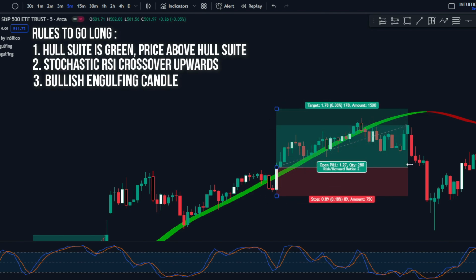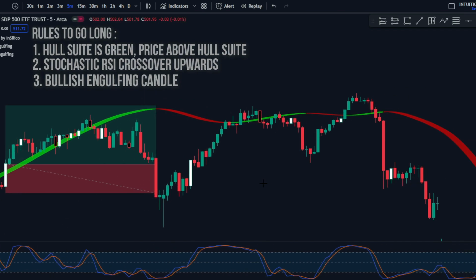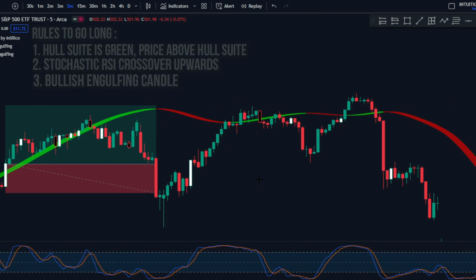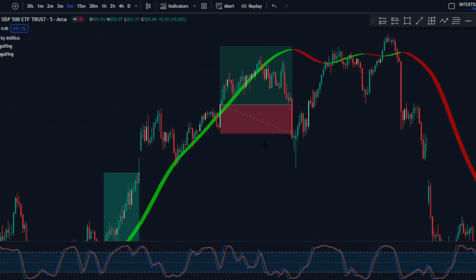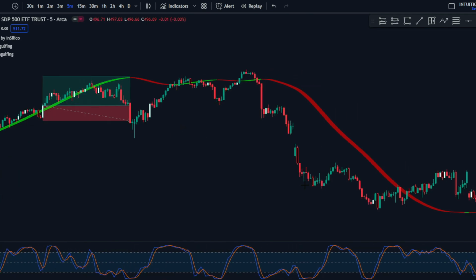So usually this ended up to be a loss, but usually if it moves at least one risk to reward in my ratio, I'll move the stop to break even. So that will be a break even trade or not, depending on how you see it. So that is basically the rules for you to take long trades. And now we'll be showing you guys how to take short trades.